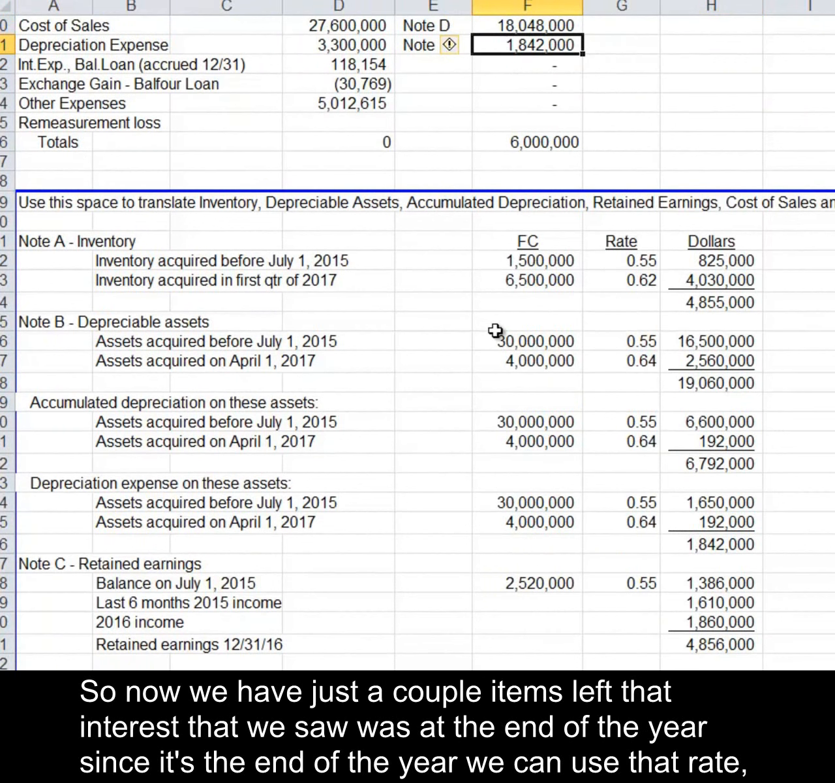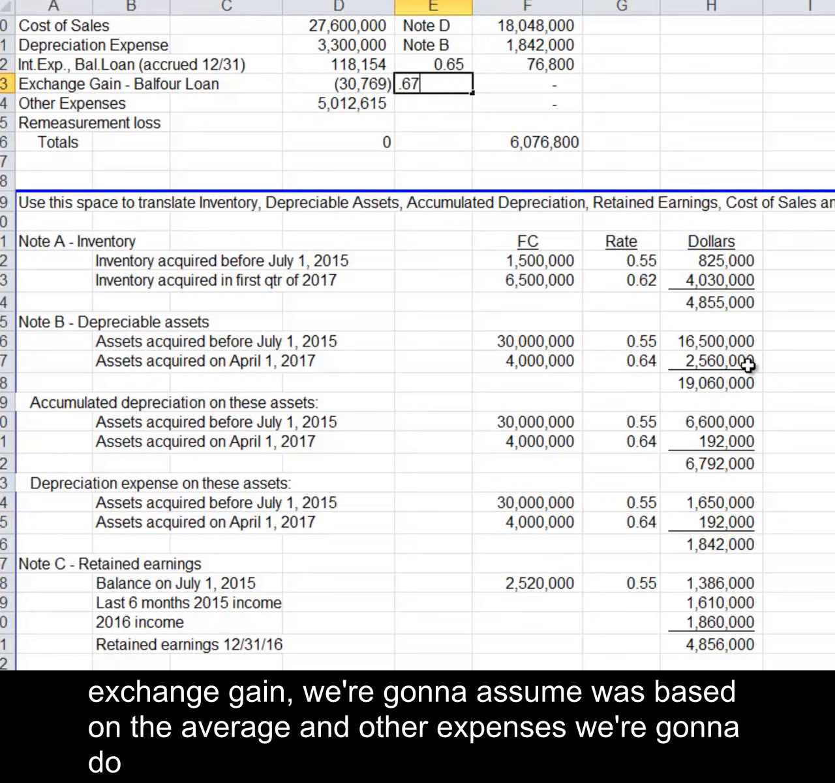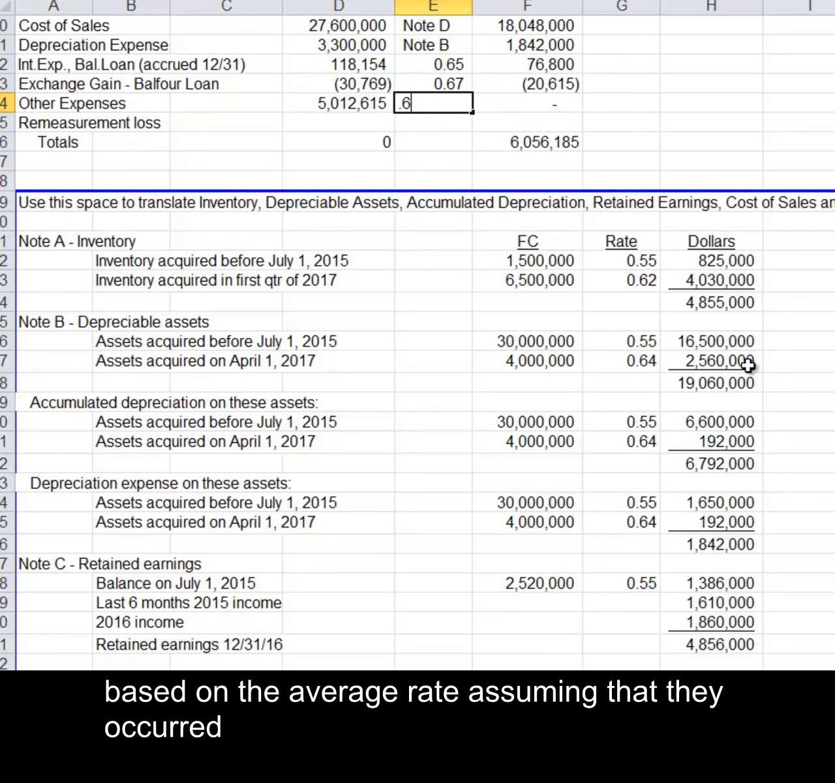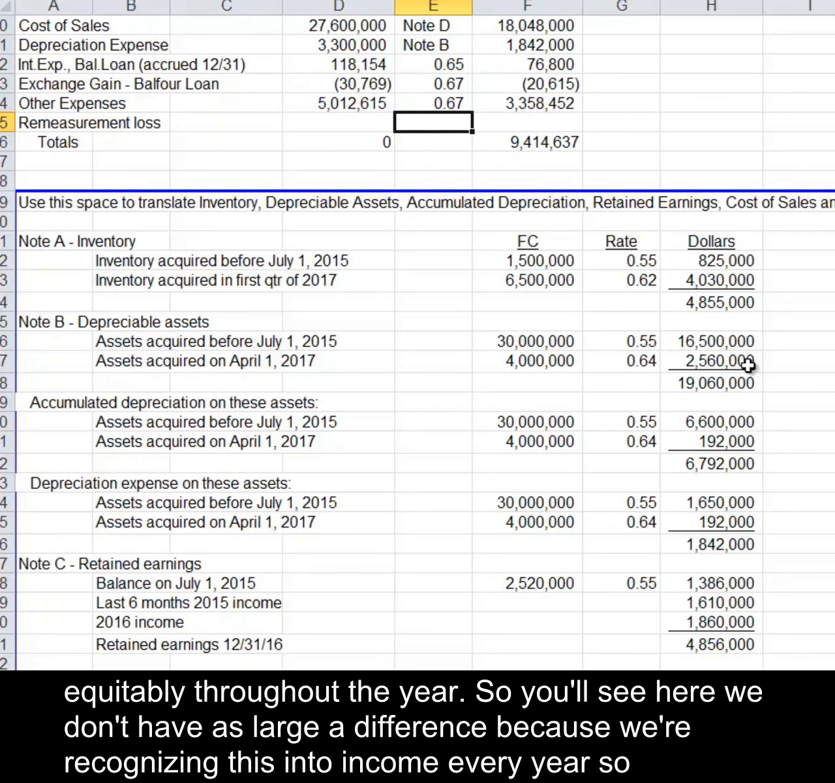So now we have just a couple of items left. That interest that we saw was at the end of the year. Since it's at the end of the year, we can use that rate. Exchange gain we're going to assume was based on the average, and other expenses we're going to do based on the average rate, assuming that they occurred equitably throughout the year.